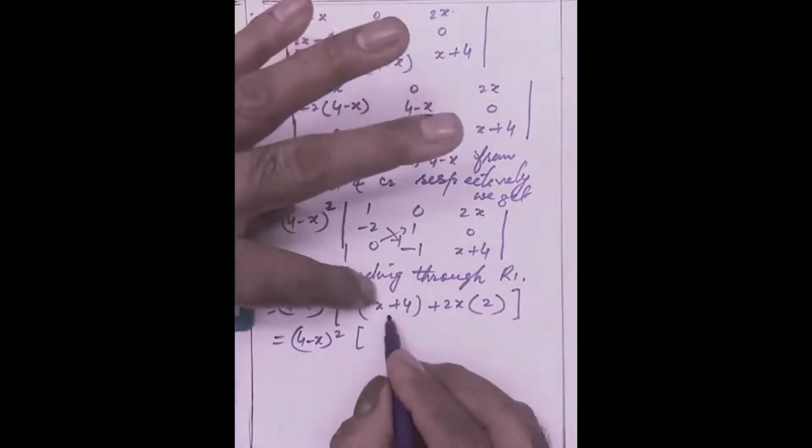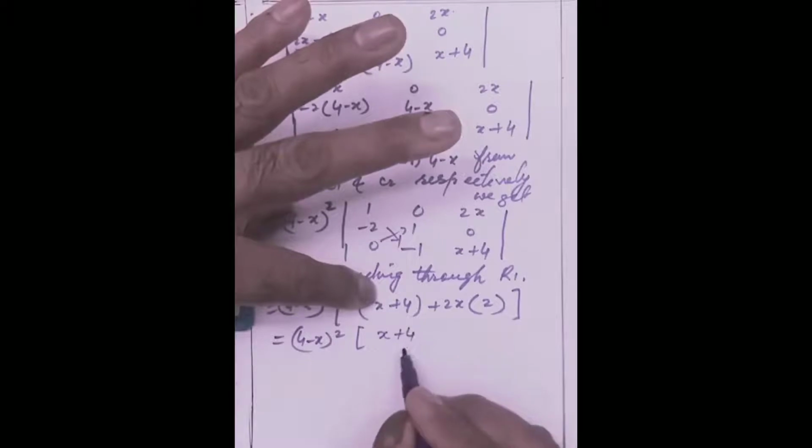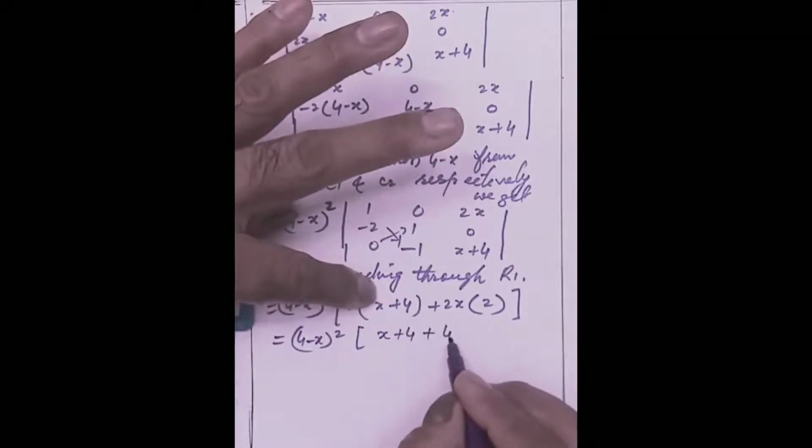(4 minus x) whole square, and inside we have x plus 4 and plus 4x. So 4x plus x is 5x plus 4. (5x plus 4) into (4 minus x) whole square is equal to the right hand side, hence proved.